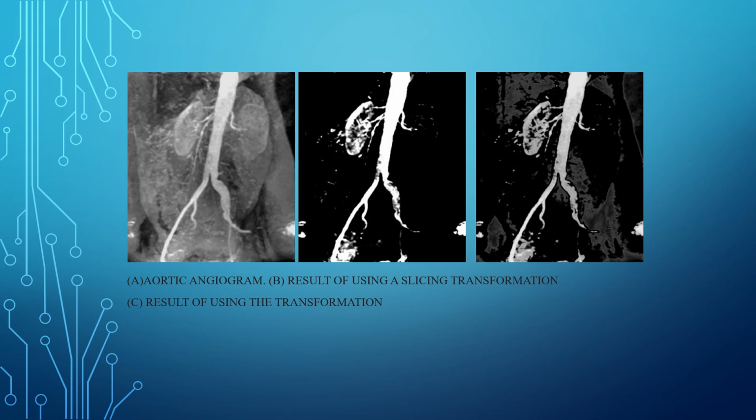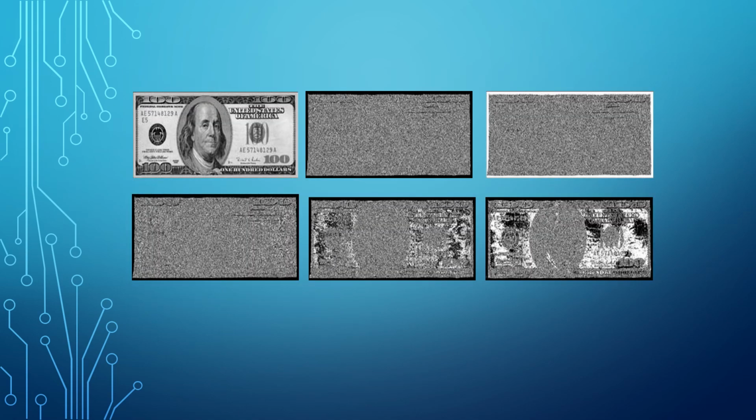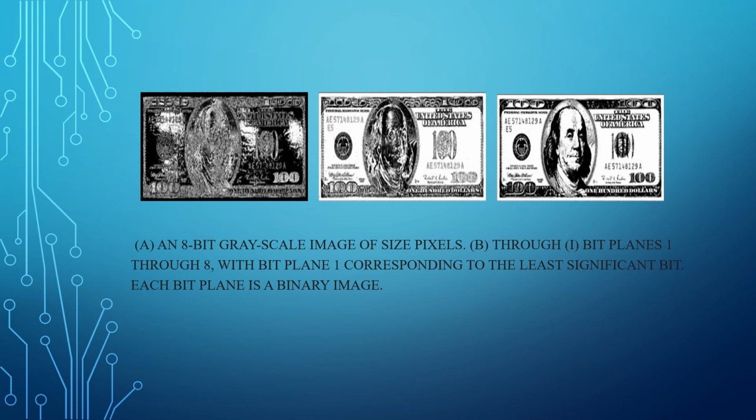First one is an aortic angiogram, and the second one is the result of using a slicing transformation, and the third one is the result of using the transformation. And here we can see figures. You can see A, B, C, D, E, F, G, H figures.